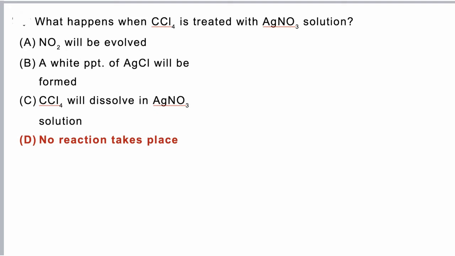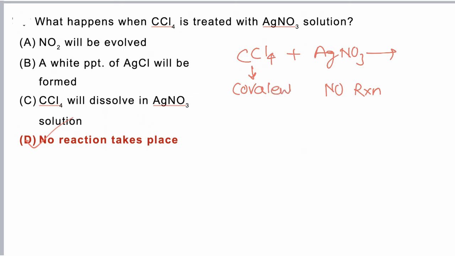What happens when CCl4 is treated with AgNO3? CCl4 does not react with AgNO3, so no reaction takes place. So in this case, option D is correct. CCl4 is a covalent molecule not having polarity, it's a non-polar molecule. AgNO3 is an ionic compound, so there is no reaction between CCl4 and AgNO3.